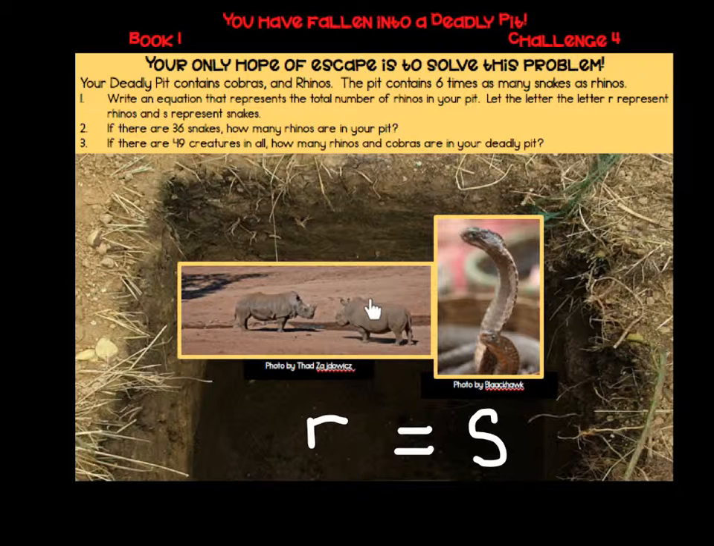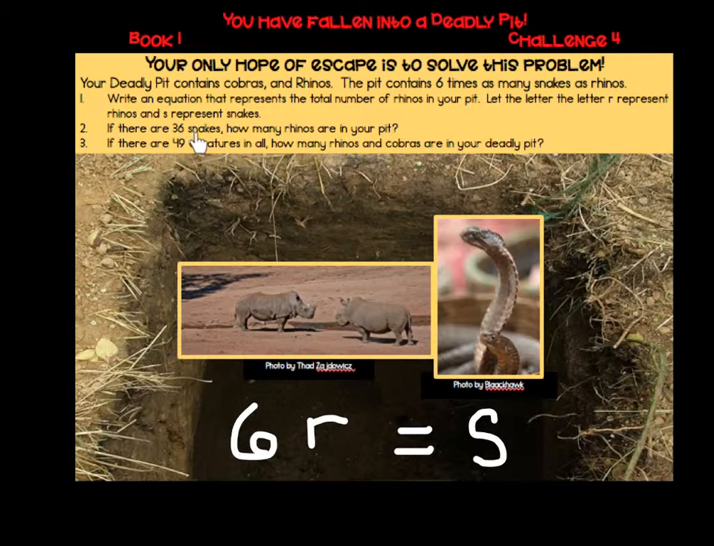So really that means rhinos times 6 will equal snakes, right? So I can simply go 6R, once again, because anytime you have a number right next to a variable, that means multiply, right? So 6 times the rhinos will give us the number of snakes because there's 6 times more snakes than rhinos, right? So that is all you had to do for number 1. Let's move on to number 2.